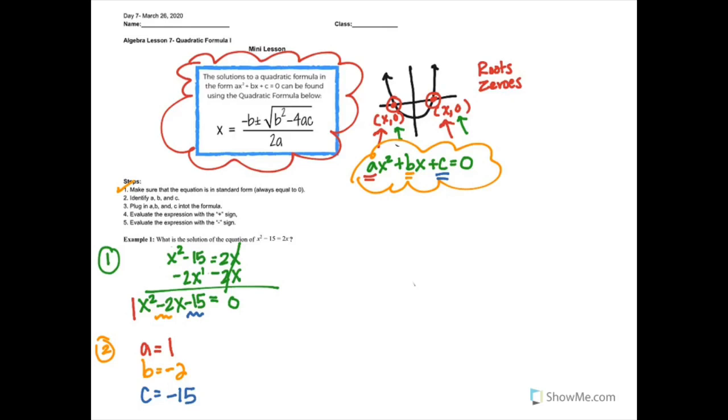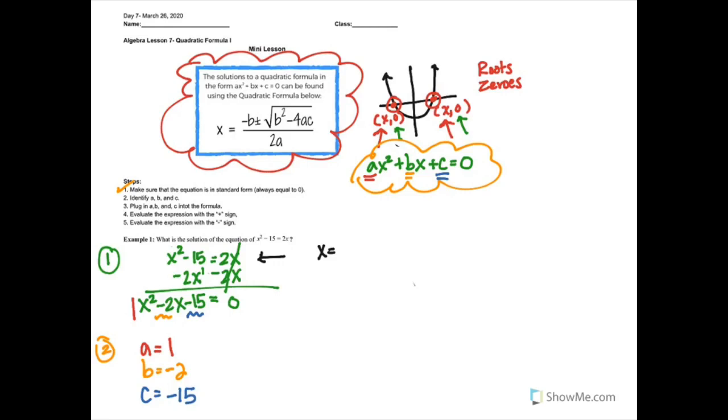Now that I know what my a, my b, and my c are, I'm going to substitute them into the equation that I have here. So I have x is equal to, because again, I'm looking for what these x values are. If I were to graph this equation, I want to know what my intercepts are without looking at the graph and without looking at the table. You have to do this for all these problems today.